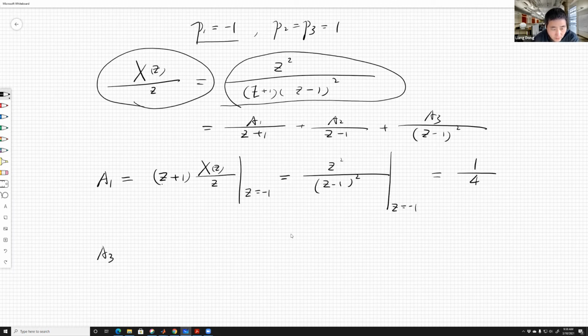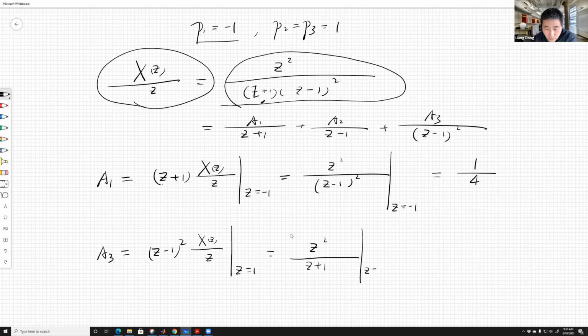Now A3 is also quite easy. A3, we can multiply this xz over z by z subtract 1 squared, and then we evaluate at z equal to P3, which is z equal to 1. Using this term in the circle, we have numerator z squared over then denominators. We cancel that. Z subtract 1 squared canceled out. So we have a z plus 1, evaluated on z equal to 1. Therefore, this is 1 over 2. So A3 is half. That's very easy.